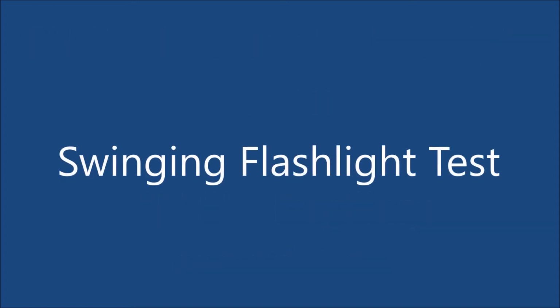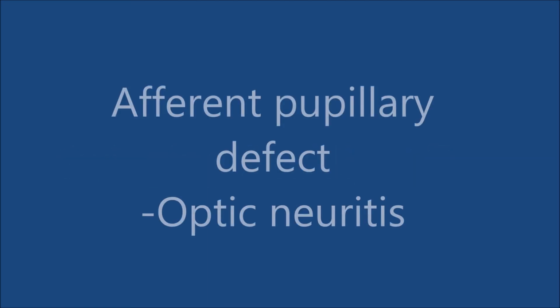A swinging flashlight test might be useful if you're concerned about a patient having what's called an afferent pupillary defect, which localizes the lesion before the optic chiasm. An afferent pupillary defect is typically seen in cases of optic neuritis.